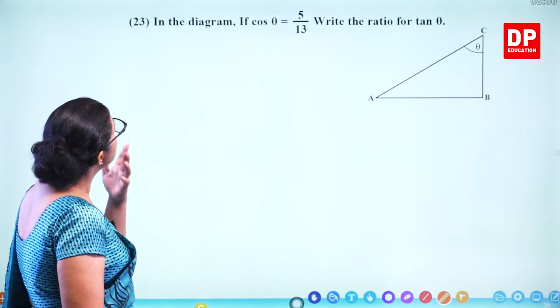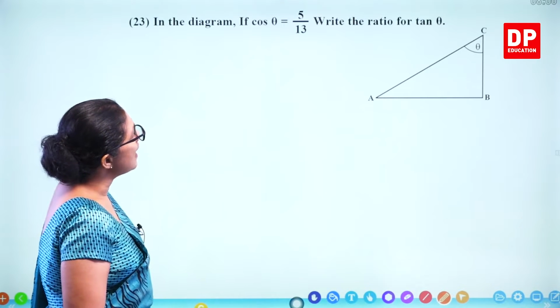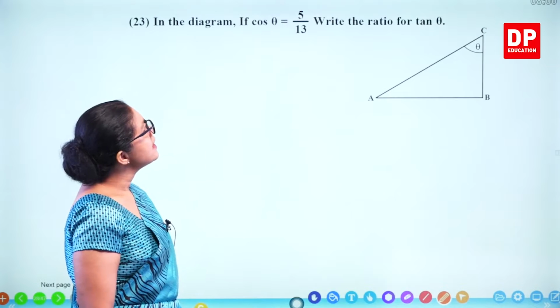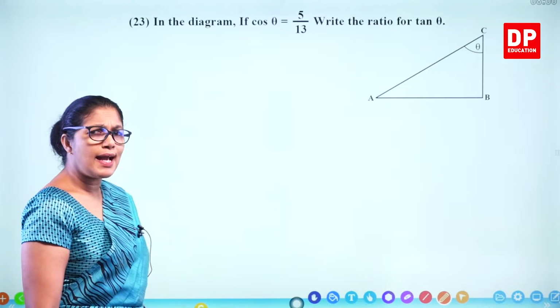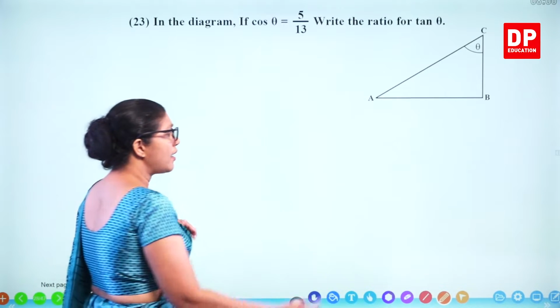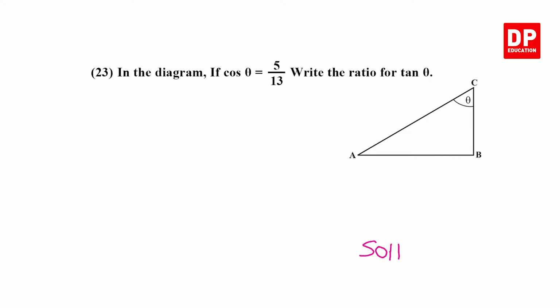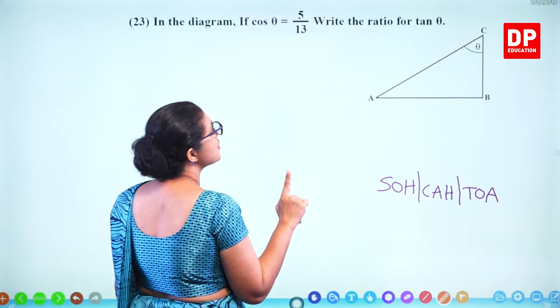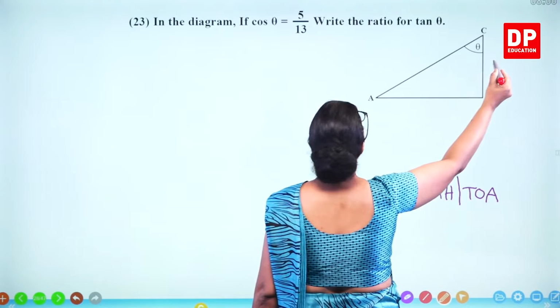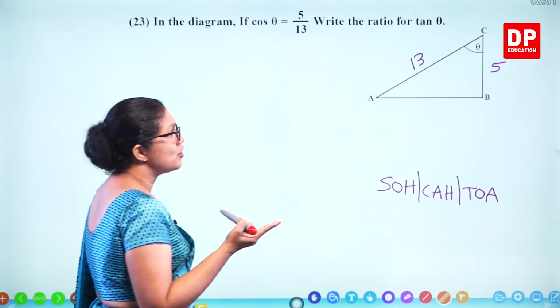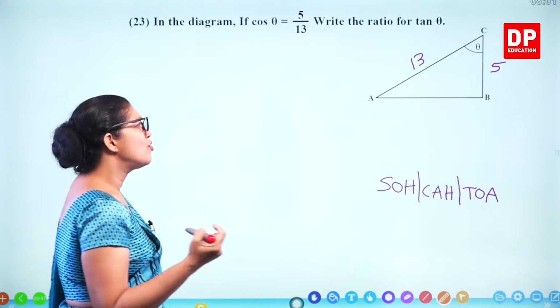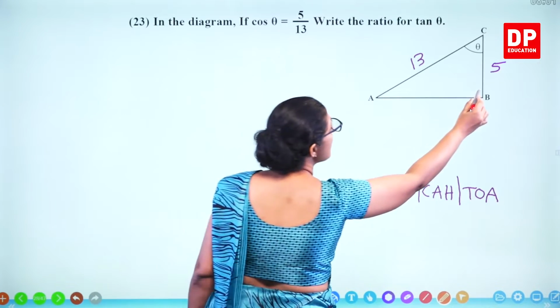23. In the diagram, if cos theta is 5 over 13, write the ratio for tan theta. So what is the ratio of cosine? So CAH TOA, can you remember? Cos means adjacent over hypotenuse. So this is the angle. Adjacent is this. So 5 is here. Hypotenuse is here. Now you need to find out the AB length. So you can use Pythagoras theorem because this is 90 degrees.